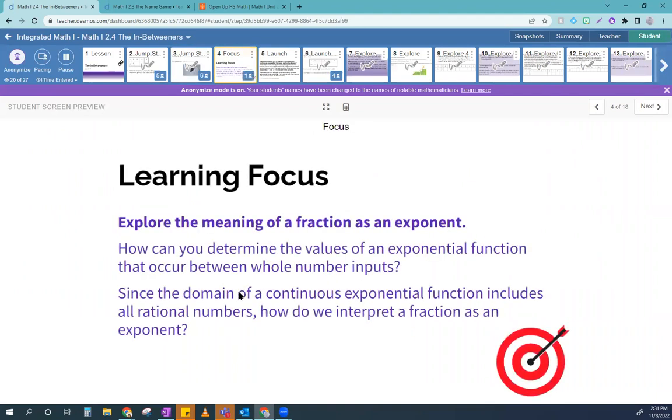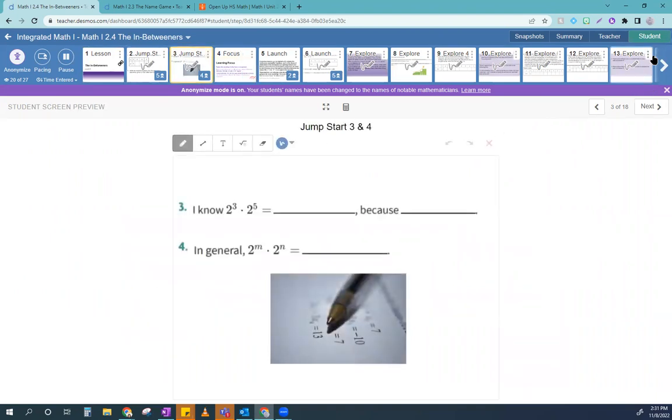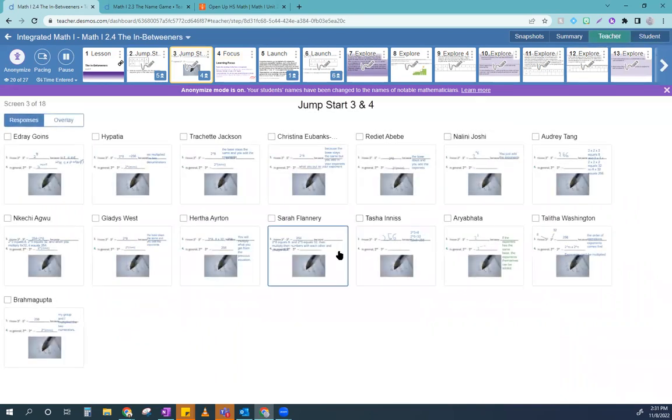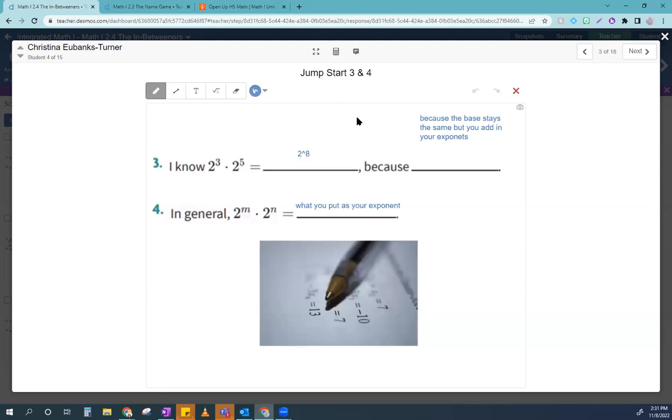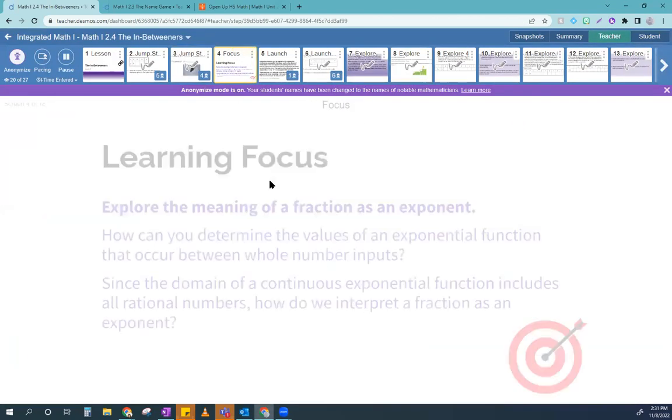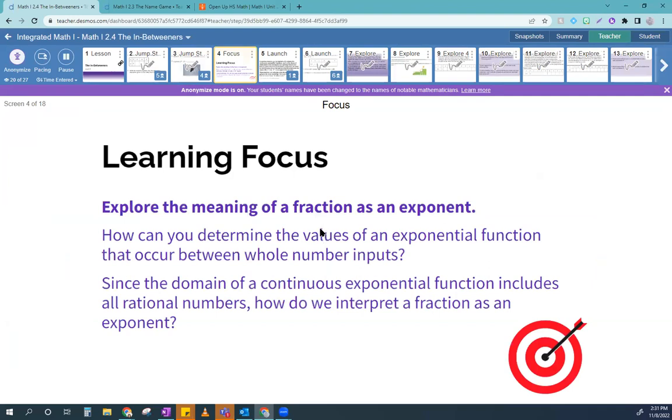Okay, so here's what we're going to do today. You're going to explore the meaning of a fraction as an exponent. Say what? A fraction as an exponent? Ms. Johnson, I'm comfortable with like this right here. I'm comfortable with 8. I'm comfortable with the 3 and the 5. I'm comfortable with all that. Now you're going to tell me that we have fractional exponents. Yeah, and they mean something. Okay, so don't worry. I'm going to walk you through.